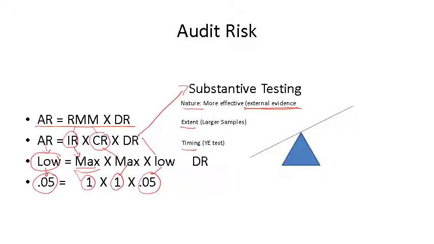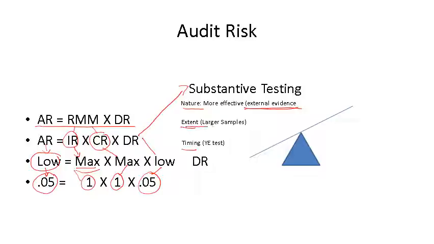The external party is not part of the company, so they're going to be more inclined to give a more open, honest response. There's less bias there, and so we would want to rely more on external evidence, again, to keep our detection risk low so that our audit risk is low. So external evidence is more reliable. It's coming from outside the company.